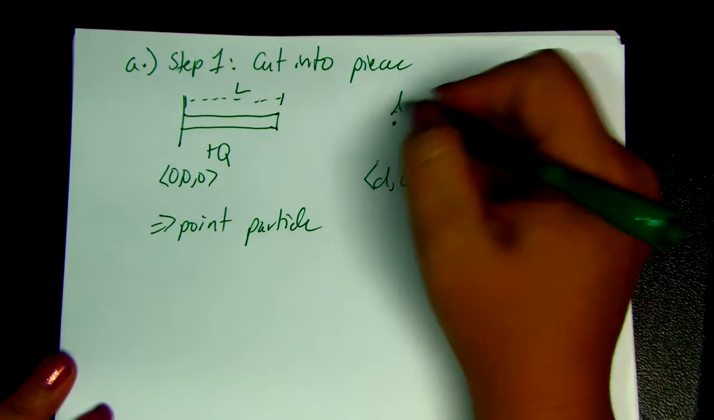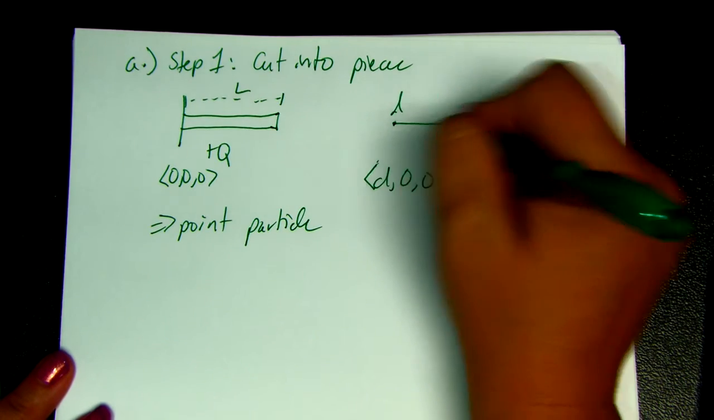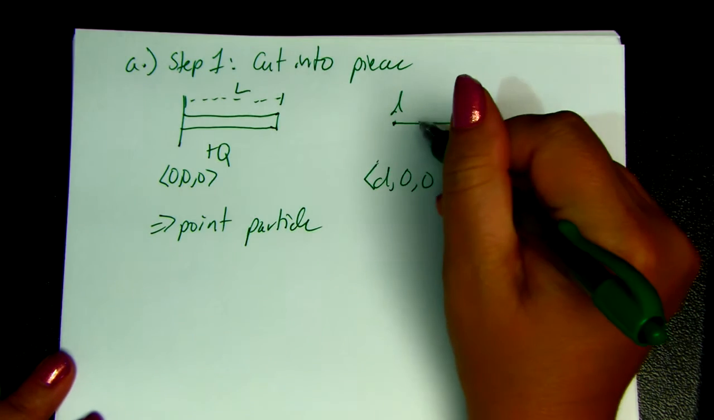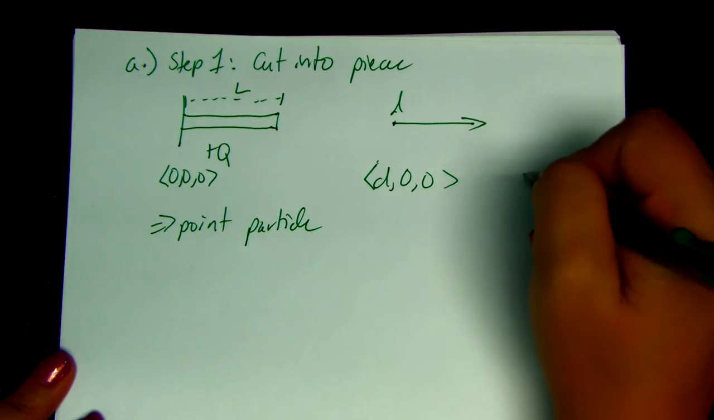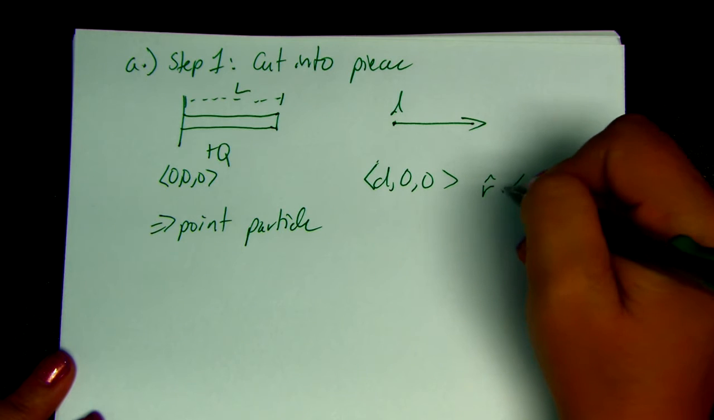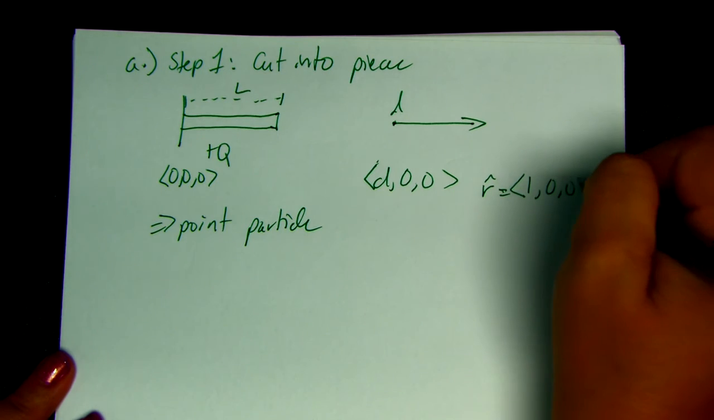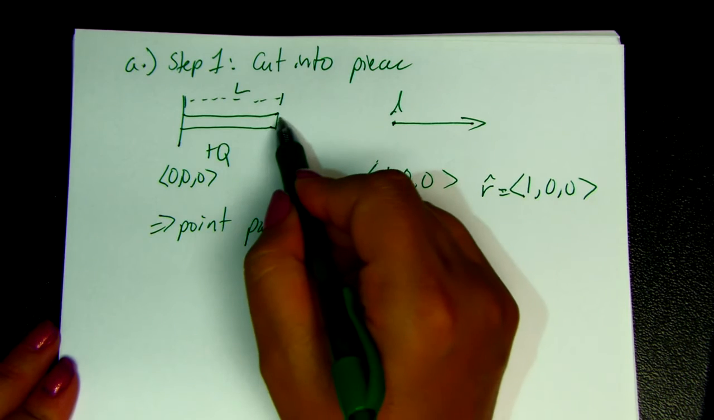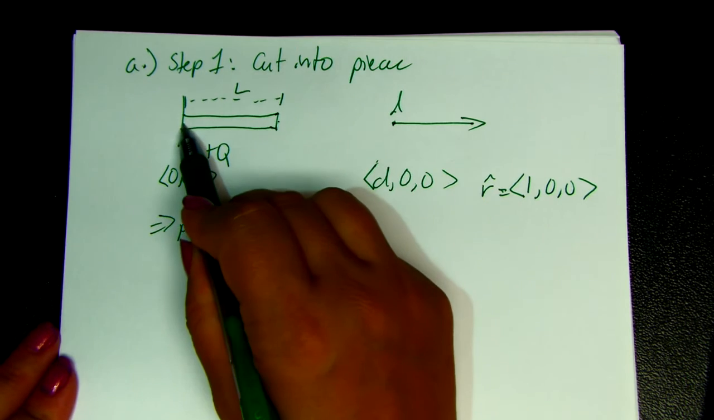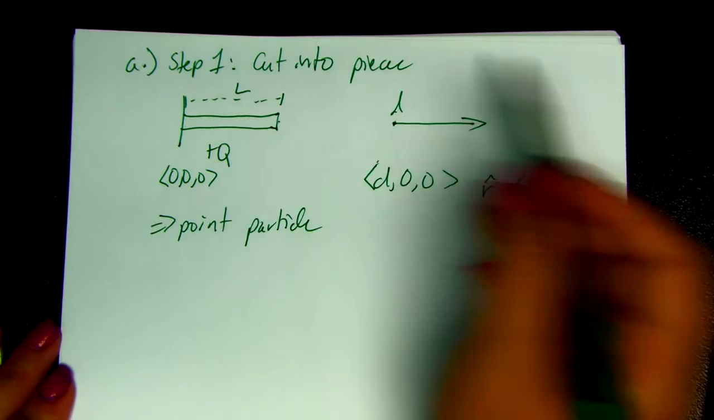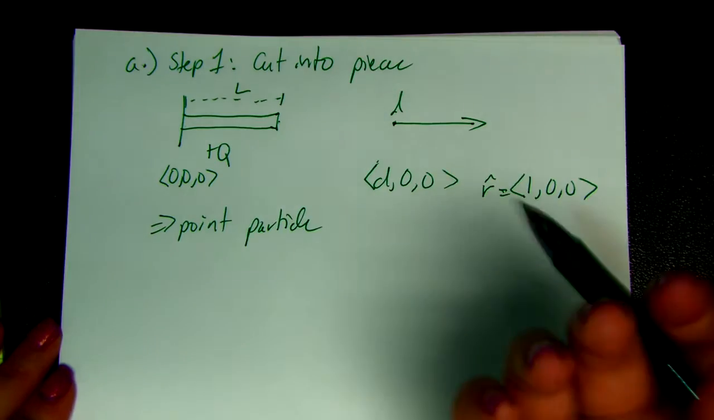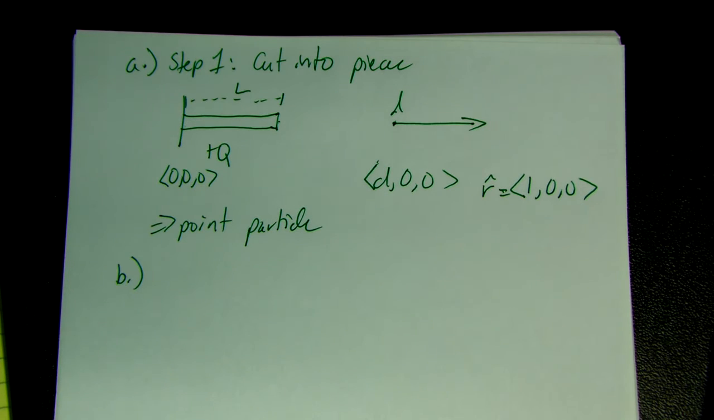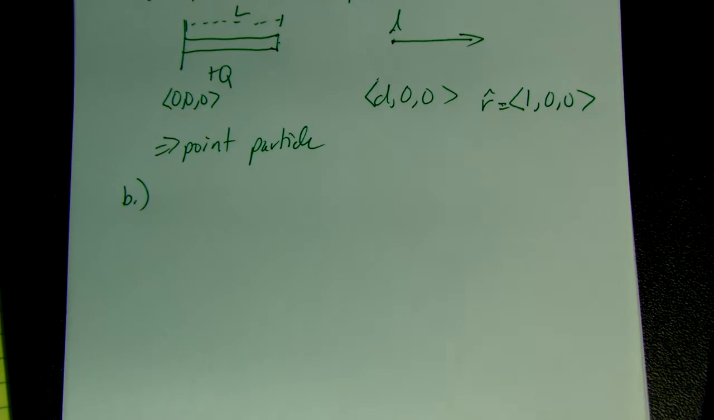And so what would happen to our field, we'd have a field that would be pointing to the right. So the r hat vector in this case would be 1, 0, 0. And we could see that the contribution from this end would be bigger than the contribution on this end, so we can observe what's going to happen. And that pretty much wraps up step 1. We've cut it into reasonable pieces. We have predicted the field and drawn it.